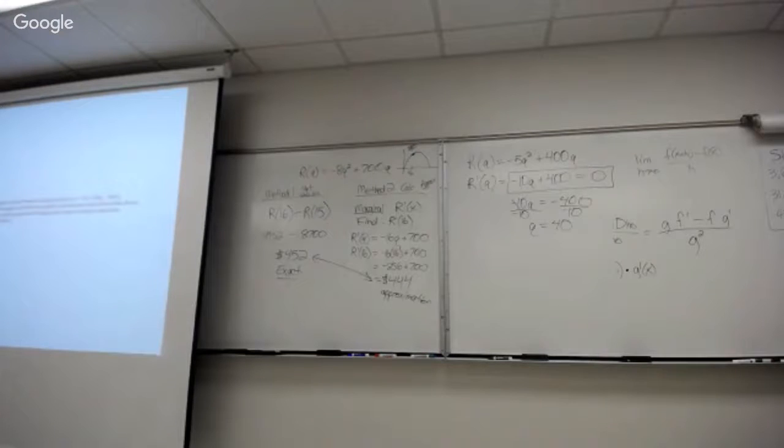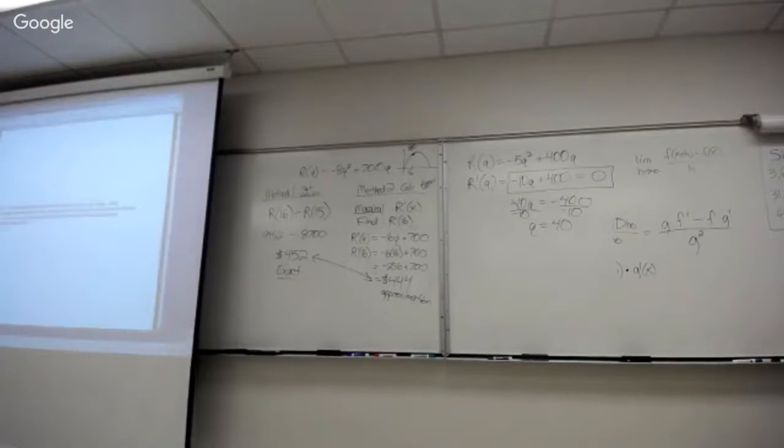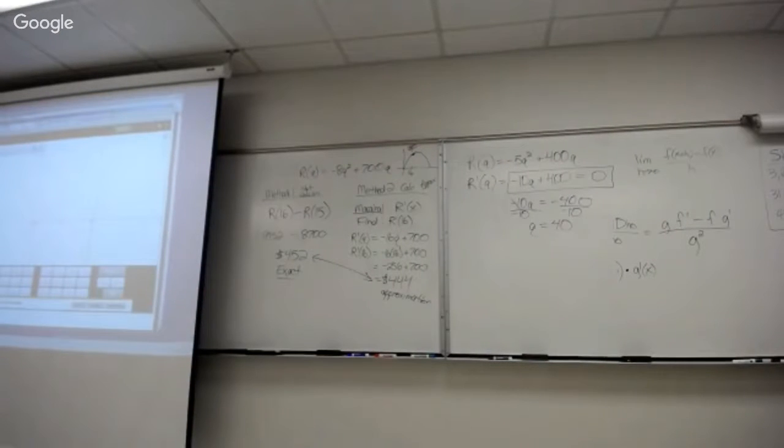Now you might wonder, what does that even mean? Does that mean you didn't take in any revenue? And if that's the case, why did you even sell it? You just gave it away. Well, let's look. The original function was -5x squared plus 400x.